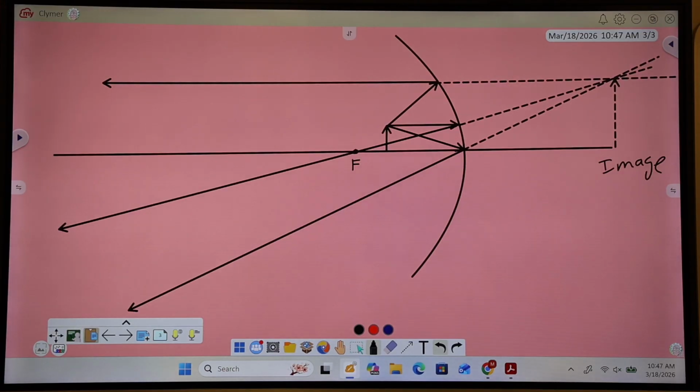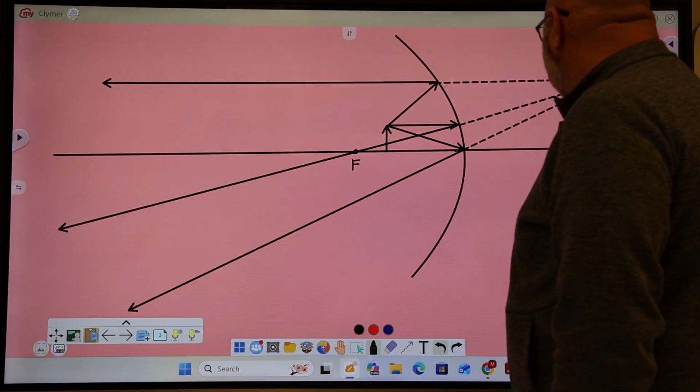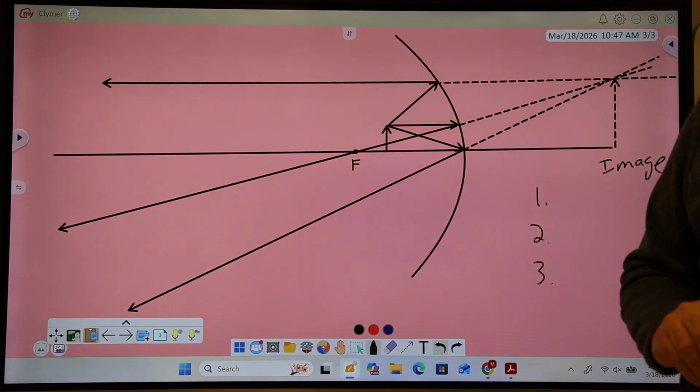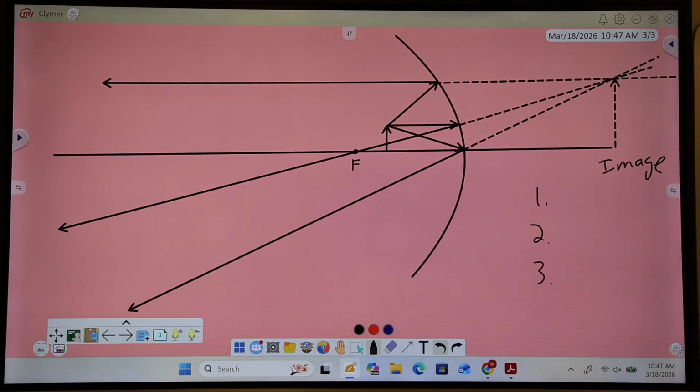But let's define our three things about this image. Our properties. Number one, is this image right side up or upside down? Right side up.